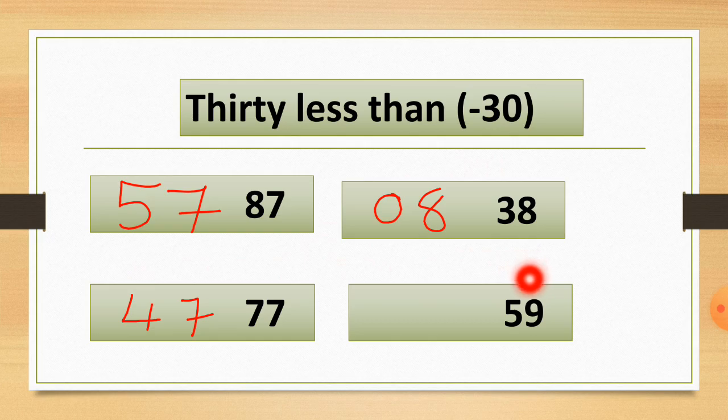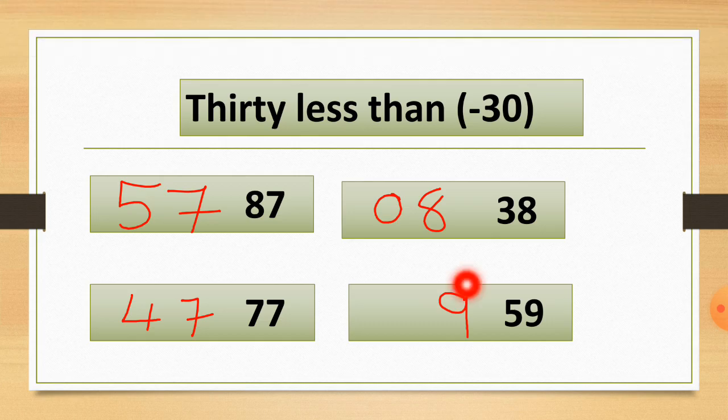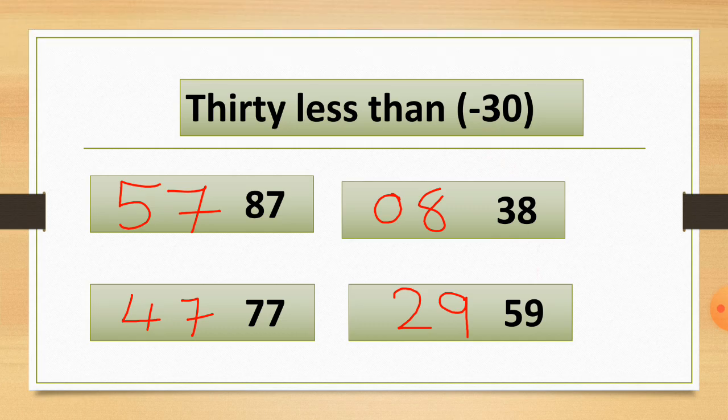Let's solve the next sum, which is 59. So let's write the ones value as it is, as I told you. Now here is the 5, you can see. So we have to cut 3 from this 5. So 5 minus 3 is equal to 2. So I write 2 here, so our answer is 29. So this way we have to cut the numbers and go up 3 steps. So we will get the answer using the hundreds grid and also using the shortcut method.